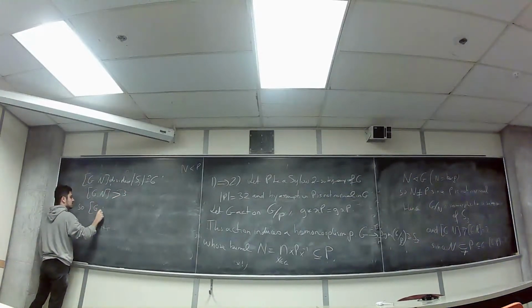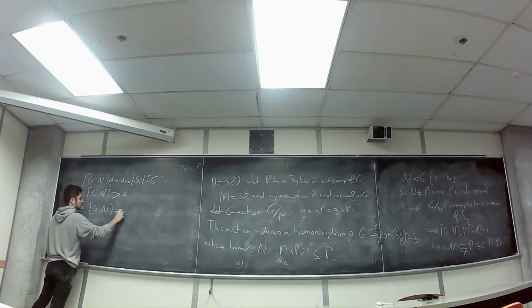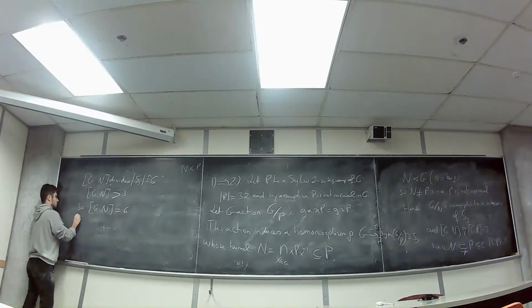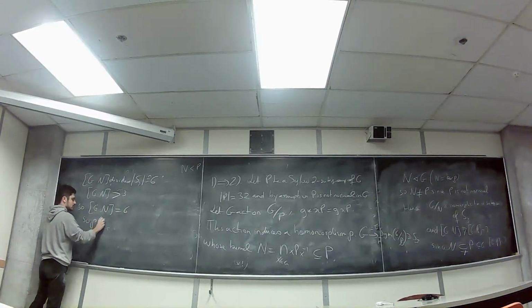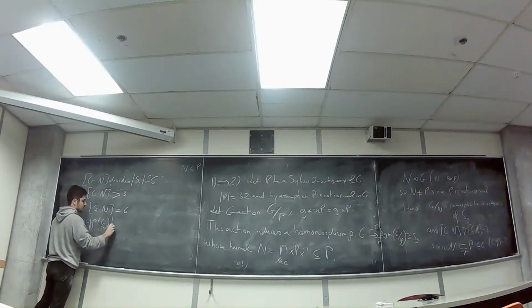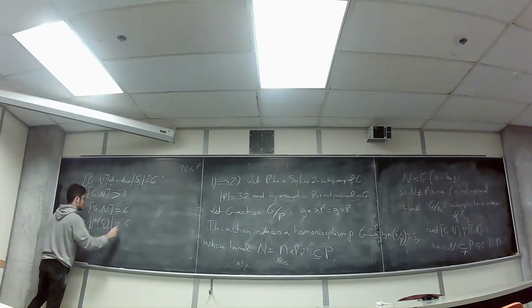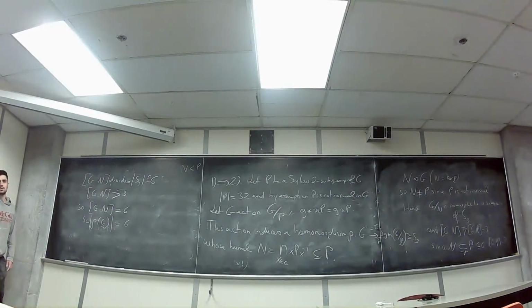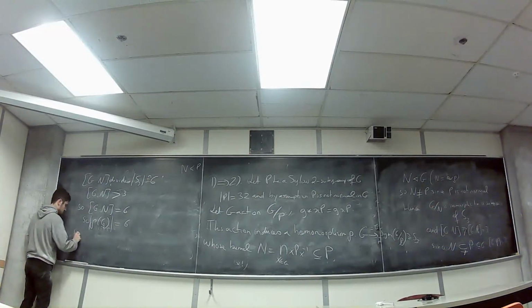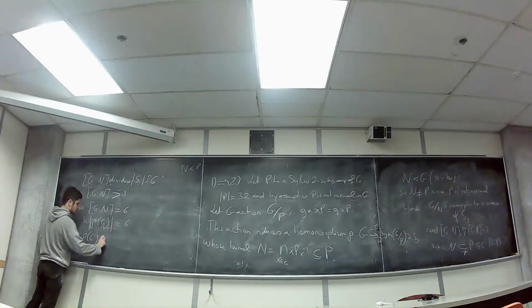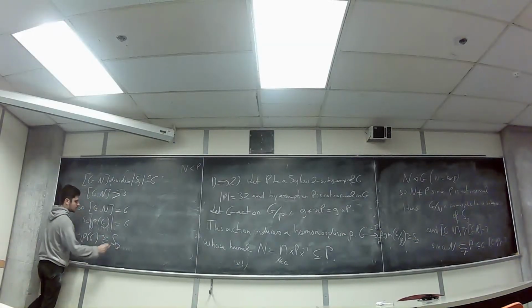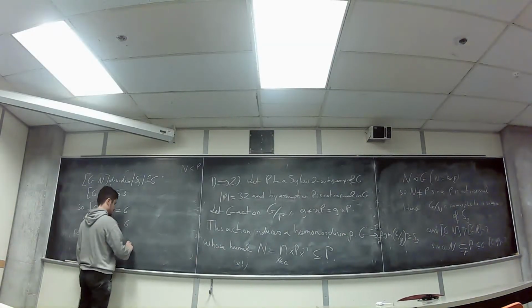So G mod N is 6. So rho of G has size 6. Now, what is the only subgroup of S3 that has size 6? It's S3. So rho of G is S3, so rho is surjective.